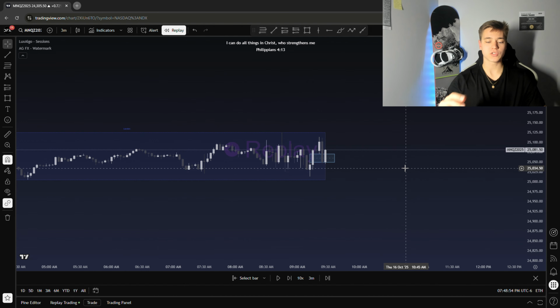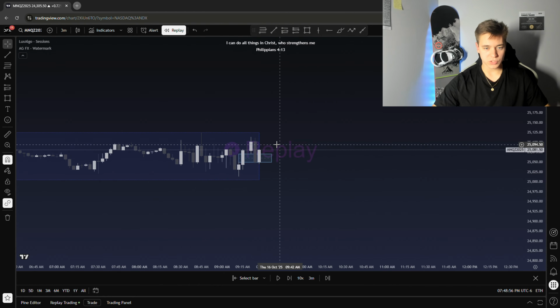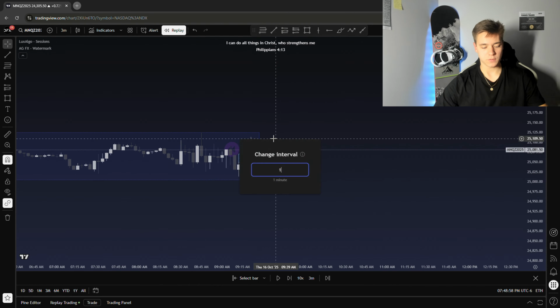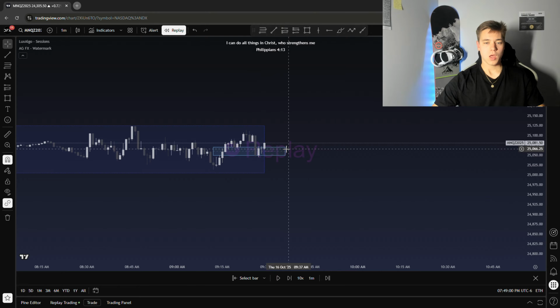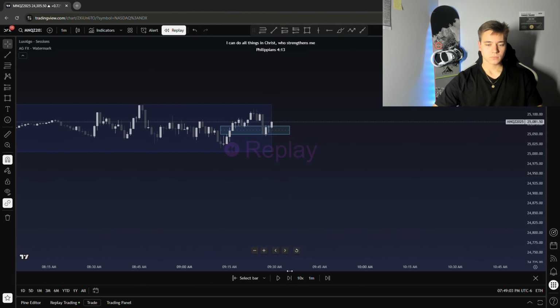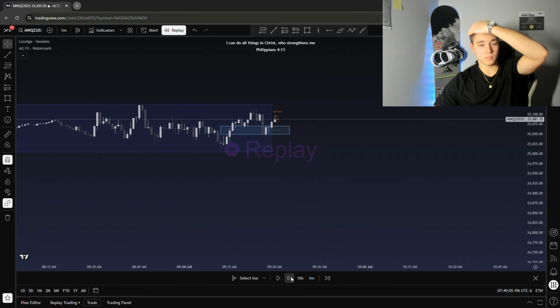Where does price first want to sweep? All right, like we just talked about, that London session high. Let's see if we can sweep that. Let's go back to the 1-minute time frame. New York session's about to open. All right, first candle.